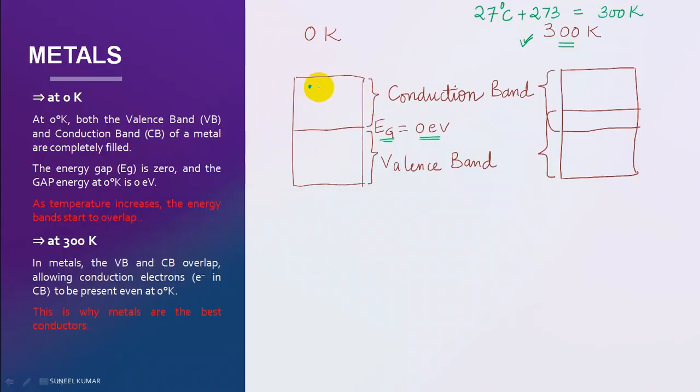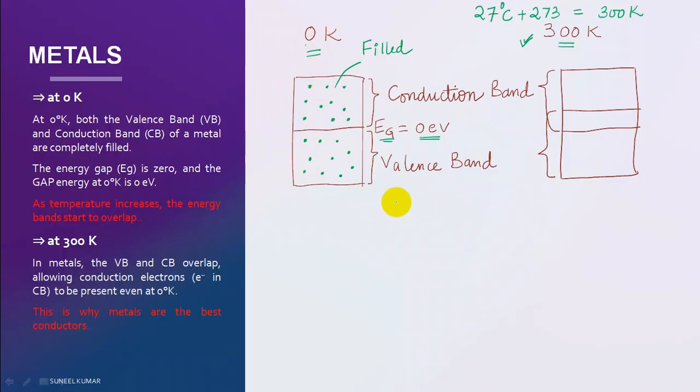So we can draw some electrons here. These are all the electrons. This conduction band is completely filled by free electrons. These are the electrons also in the valence band, so it is completely filled. This is also completely filled. So even at 0 Kelvin, we have so many free electrons in the conduction band.